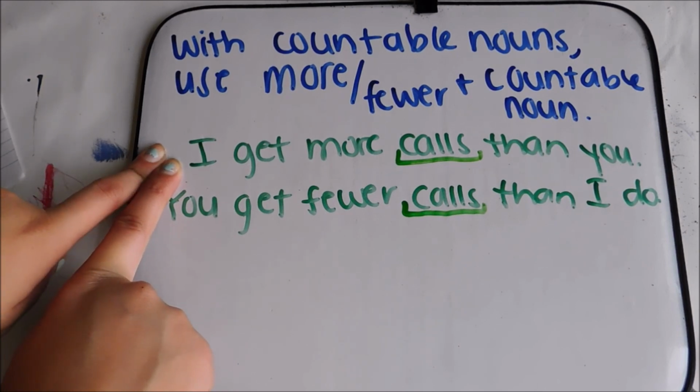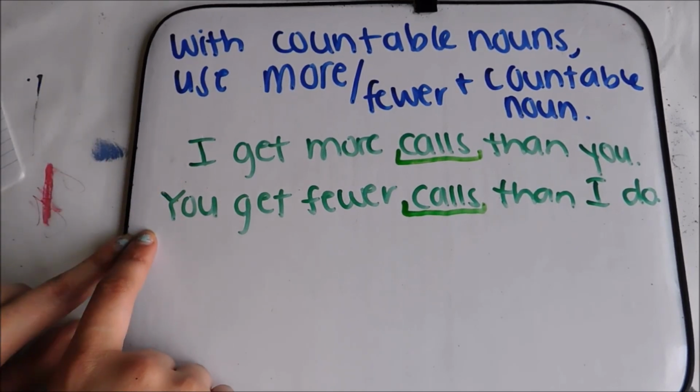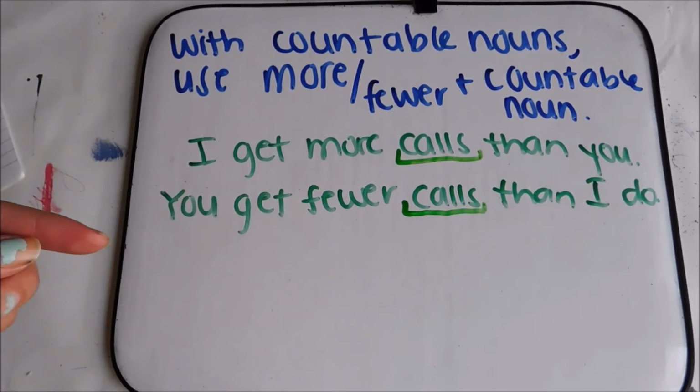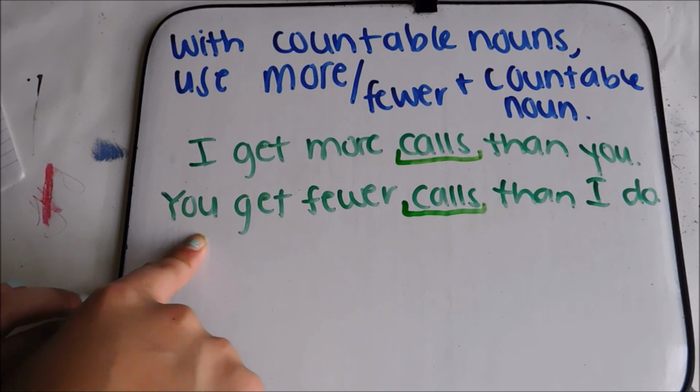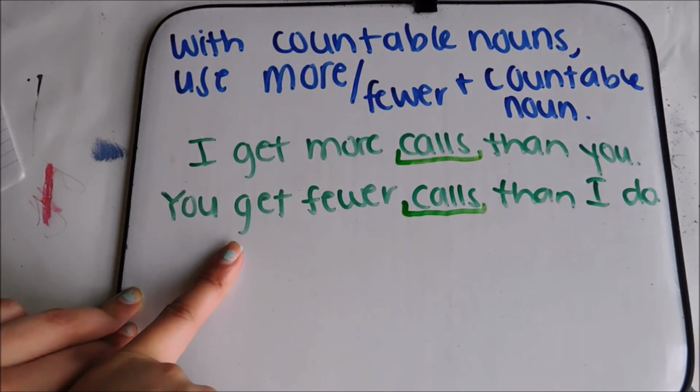So for example, today I got 5 calls and you got 2 calls. So I got more calls than you. And this means the same thing, but in the opposite order. Again, you got 2 calls, I got 5 calls, so you got fewer calls than I did.